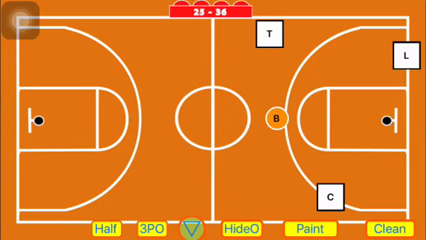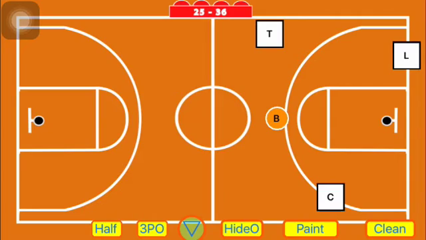While looking at the screen, you'll notice there's a ball. That's the orange round circle with the B. You'll also see that there are three squares, each identified with a T, an L, and a C. Let's go over those three boxes.